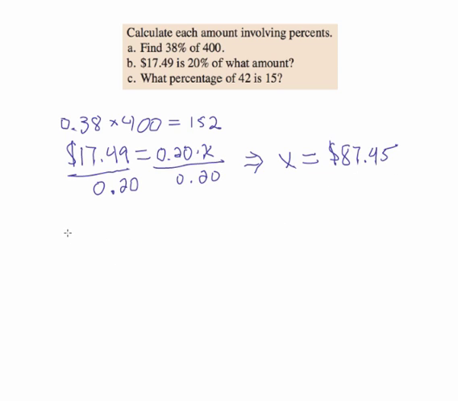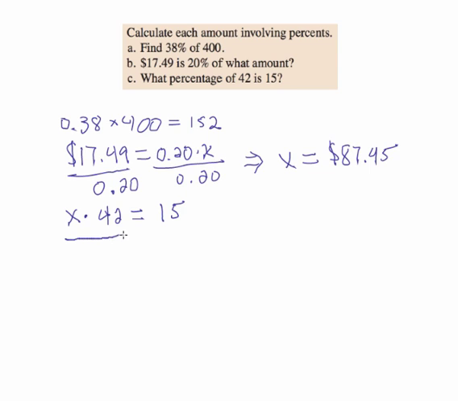The third part also looks like it can be translated into an equation. What percentage of 42 is 15? This time what we don't know is the percentage, so I have a certain unknown percentage, which I'll represent by x. You could use p or y or smiley face or whatever symbol makes you happy. So I have an unknown percentage times 42 equals 15. So I double check, does this translate correctly? What percent of 42 is 15?